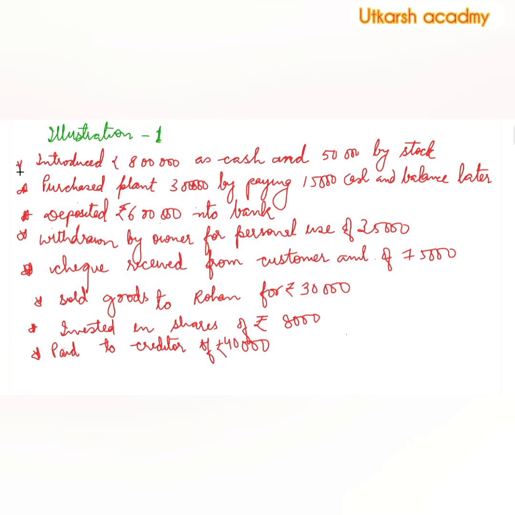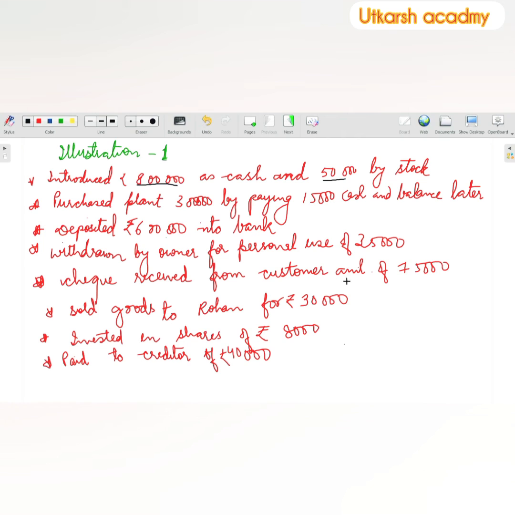The first one is: introduce 8 lakh as cash and 50,000 by stock. As we know, every transaction will have a two-fold effect. 8 lakh cash has been brought plus 50,000 stock. So what is the capital brought by the owner? It is 8 lakh 50,000, and this is the capital.